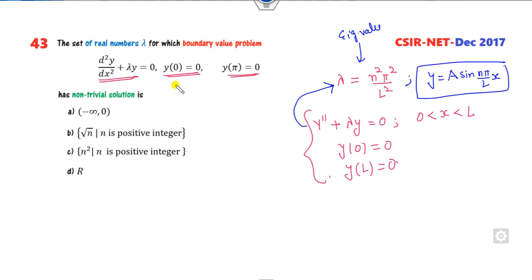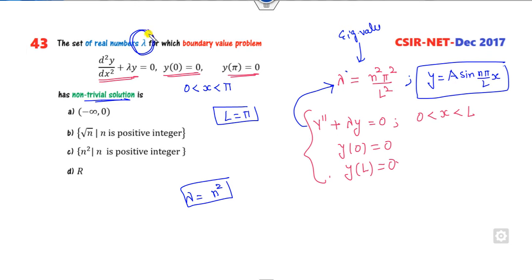So if you compare them, the limit is from x equal to 0 to pi, so L is pi. If I substitute here, the value of lambda is nothing but n square, and that is the value of lambda for which they have a non-trivial solution. This is the correct answer of this problem. This is question number 2017 of the CSIR NET. So that's a simple shortcut trick for you. If they are asking about the solution, then you can substitute here and you will get the right answer.